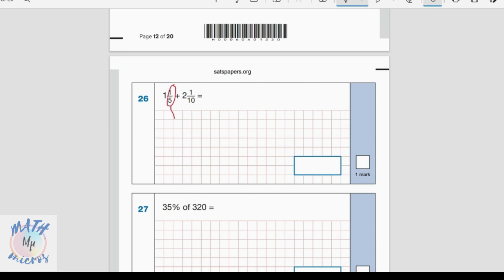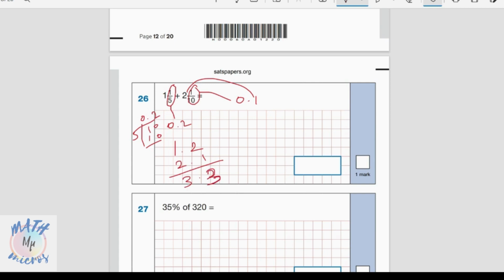When you divide 1 by 5, this doesn't go, so you put a 0 point, and then 10 goes in 5, which is 2 times 5 is 10. So 1 by 5 is nothing but 0.2, and 1 plus 0.2 is 1.2. And this one, when you turn it into a decimal, 1 by 10 is 0.1, and 2 plus 0.1 is 2.1. So when you add this, it is 3.3.